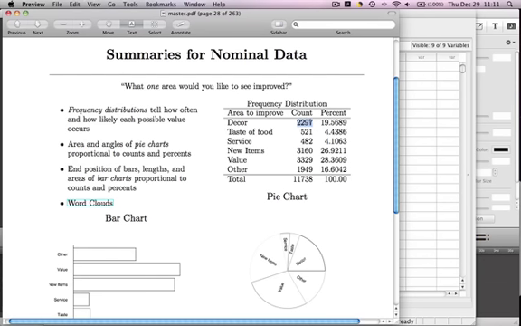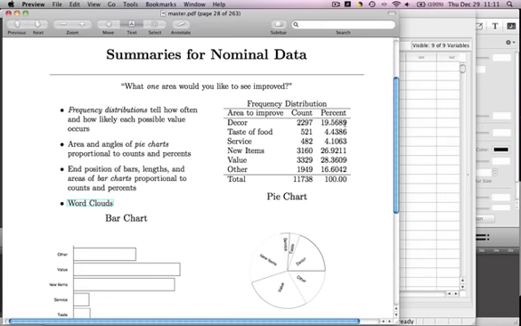So if we add up all these counts, you're going to see that there are 11,738 total responses to this question. The next thing that you should know about frequency distributions is that there is usually a column for percents. For example, this 19.5689% indicates that, call it 19.6% of all respondents checked that decor should be improved.